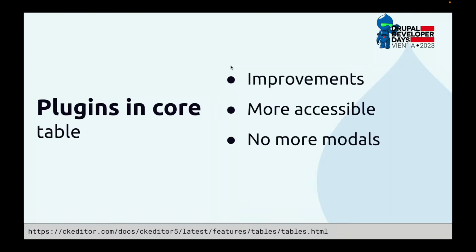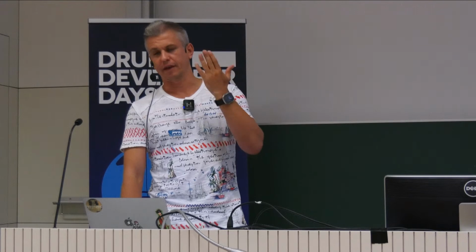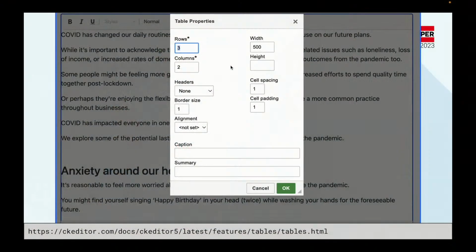Table. Probably the most complex plugin, judging by how the creators talk about it and how much they're talking about it. Massive improvements, including accessibility. And one of the things they really wanted to get rid of is modals. They said modals are very bad for accessibility in general. You have to do a lot of work for a modal thing that jumps in your face. And that's how table creation looked in CKEditor 4, right? You have a modal, you populate numbers, scroll through the form, click OK, you got a table.